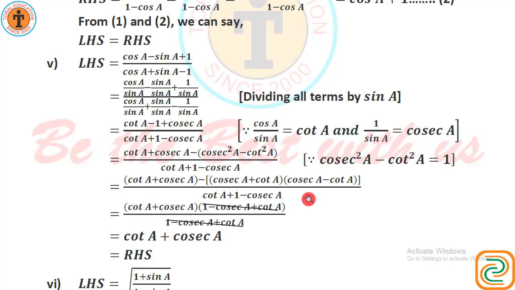1 minus, this is cot will be plus and cosec will be minus, because here is minus, negative sign. So cot A minus cosec A, minus cosec A and cot A plus. Is it? 1 minus cosec A plus cot A. In the denominator also 1 minus cosec A plus cot A. This will be cut off. So our answer will be cot A plus cosec A. This is right hand side.